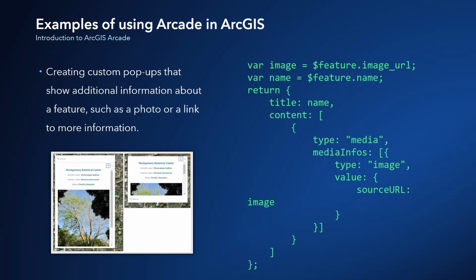The value of the property of this object is an object that contains a single property, source URL, and the value of this property is set to the value of the image variable, which contains the URL of the image of the current feature. So basically what's going on is this Arcade code retrieves the URL of an image for each feature in the map. It's going to create a pop-up with the feature's name as a title, and it's going to display the image in the pop-up.